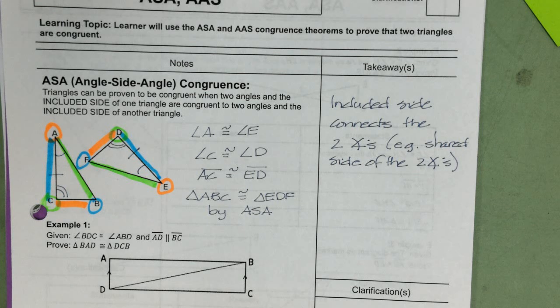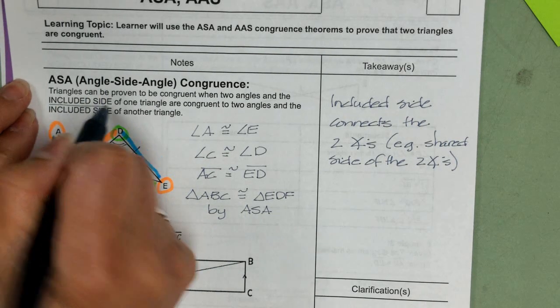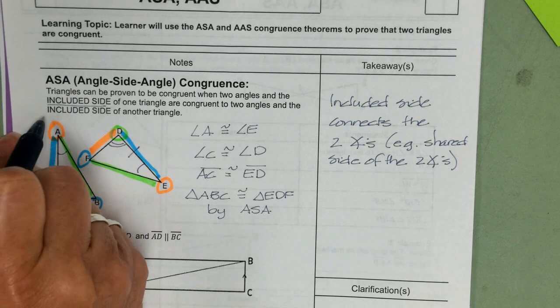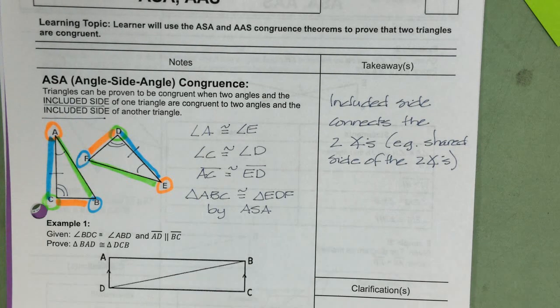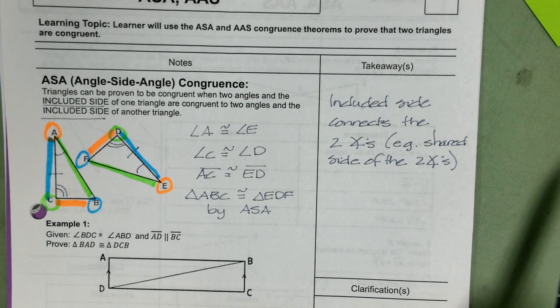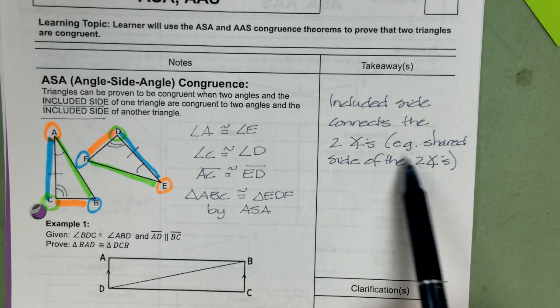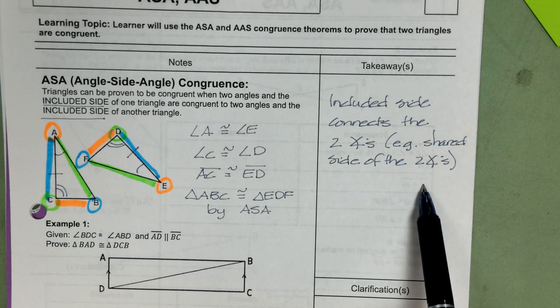In this video, we're going to look at the angle-side-angle congruence, which states triangles can be proven to be congruent when two angles and the included side, that's important, of one triangle are congruent to two angles and the included side of another triangle. So to clarify what an included side is, the included side connects the two angles. It is the shared side of the two angles.